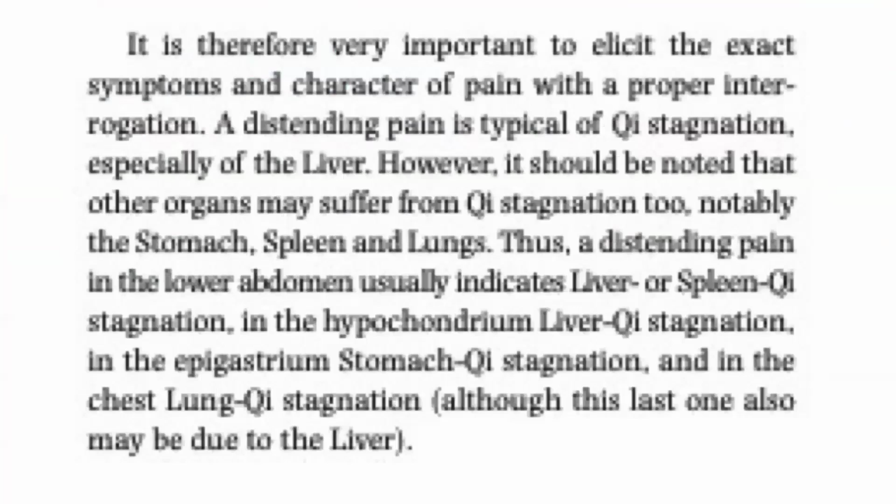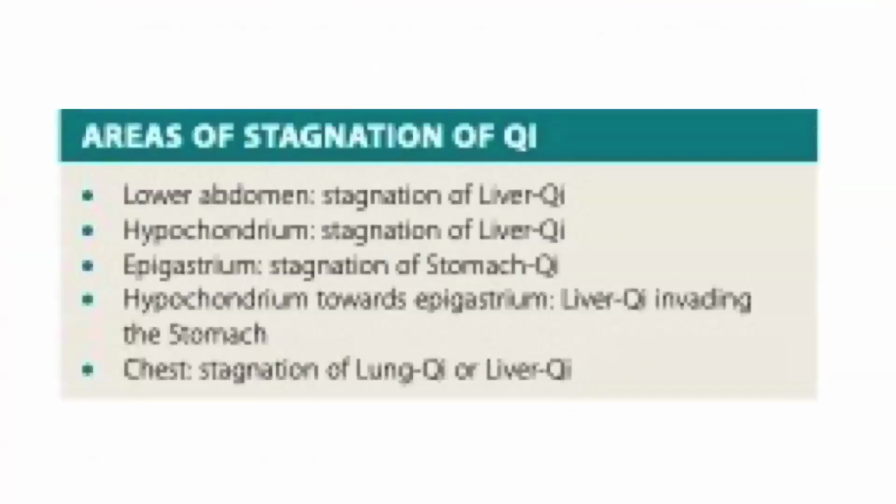In the hypochondrium, liver chi stagnation. In the epigastrium, stomach chi stagnation. And in the chest, lung chi stagnation, although this last one also may be due to the liver.